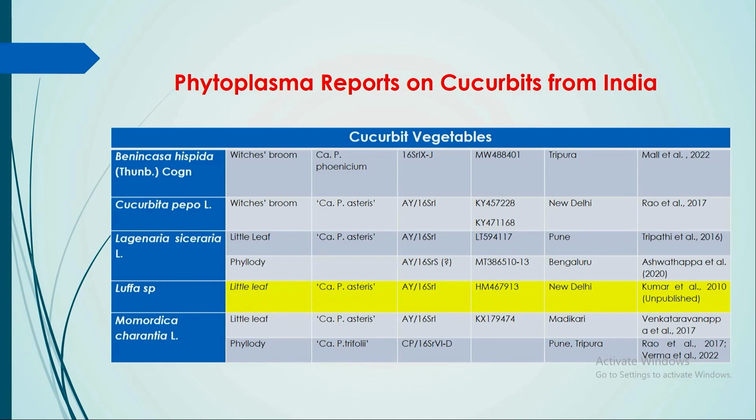Especially coming to cucumber, you can see we have already reported 6 different cucurbit species as hosts of different phytoplasma strains from India. And in the present study, we have identified a phytoplasma strain from Luffa cylindrica. Earlier there was a record, but the author characterized it only on the basis of symptoms and primers. He confirmed the presence of phytoplasma, but he couldn't confirm the group and subgroup.